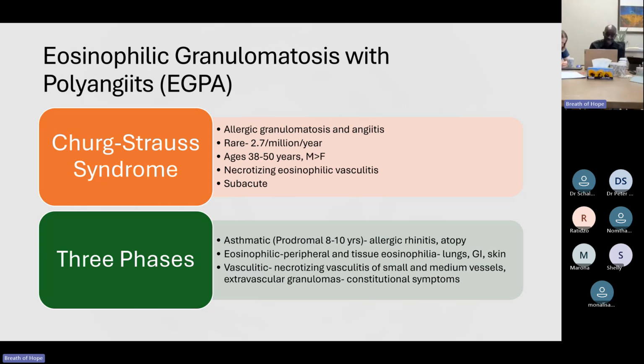And they tend to present in 3 phases. Most of them present as asthmatics, with asthma predominant for about 8 to 10 years. So most of these patients will be treated as asthmatics because they will present with symptoms of allergic rhinitis and atopy in most of the cases. And then the second phase of presentation will be peripheral and tissue eosinophilia with lung, GIT, and skin involvement. And then the third phase will be vasculitis, such as necrotizing vasculitis of small and medium vessels, extravascular granulomas with constitutional symptoms. But again, most of the time it really depends on how they present. You might actually find that they present with eosinophilia or vasculitis instead of the asthmatic phase.